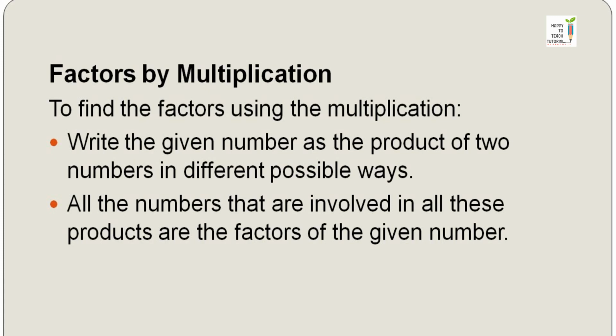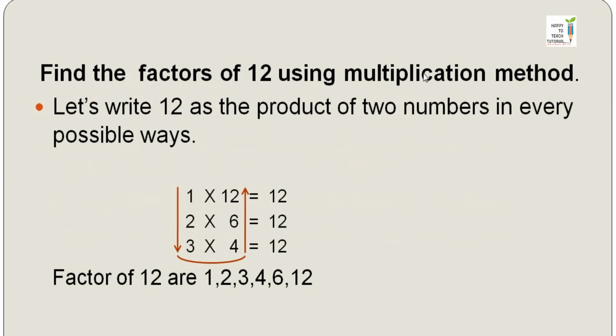First, write the given number as the product of two numbers in different possible ways. Second, all the numbers that are involved in all these products are the factors of the given number. Find out the factors of 12 using the multiplication method.